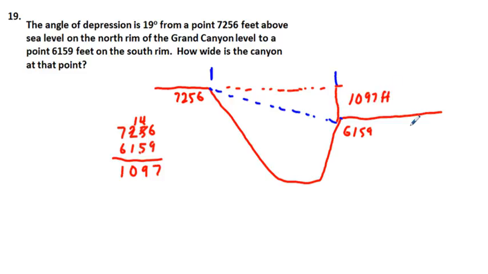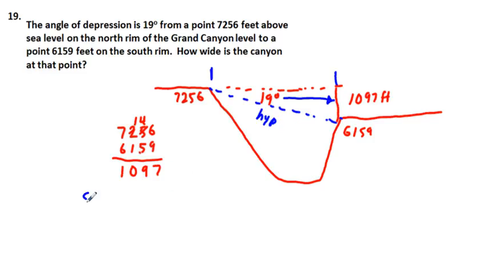We want to find the direct distance. Well, let's look at our angle here. Our angle is 19 degrees. So this is a 19-degree angle right here, and if we draw from here 19 degrees, we go to the opposite side. The 1,097 feet is our opposite side, and this width here in blue we will call the hypotenuse. And we don't know what it is.